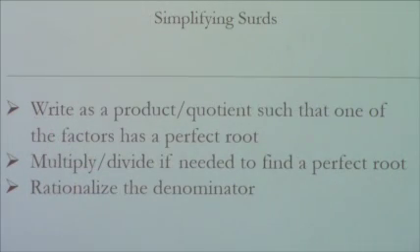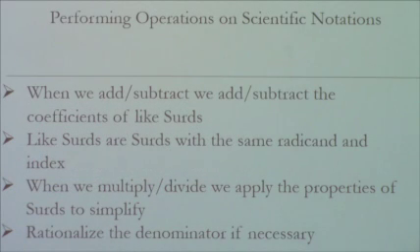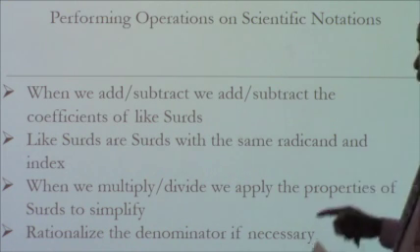So how do we simplify this? We can write as a product and quotient. We can multiply, divide, or rationalize the denominator. But when it comes to adding and subtracting, we want to rewrite the surd so that it becomes like surds, so they have the same index and they have the same radicand. And we're going to see how we do that.